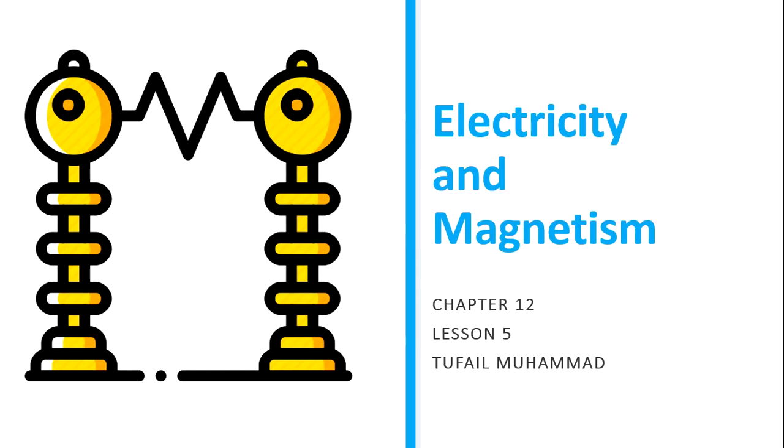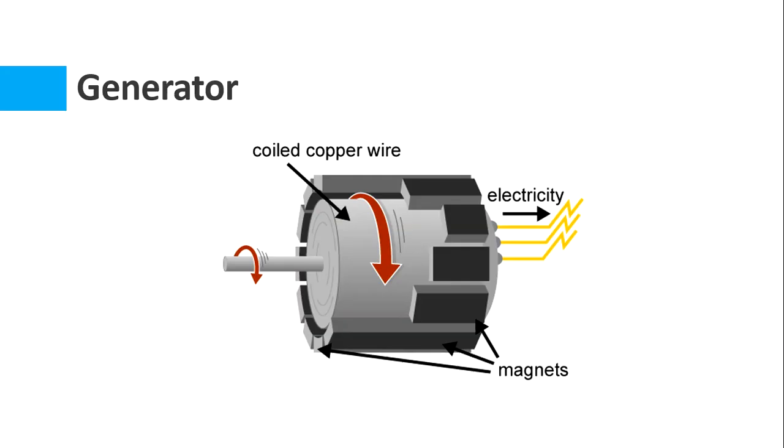We'll continue with our physical science lesson, chapter 12, lesson 5, electricity and magnetism. So today we are going to talk about generators and the electromagnetism that we learned in the previous lesson. Electromagnets play an important role in the production of electricity that we use in our homes.